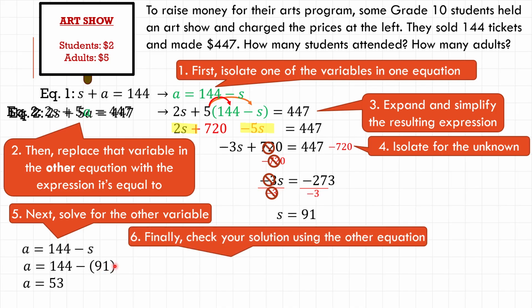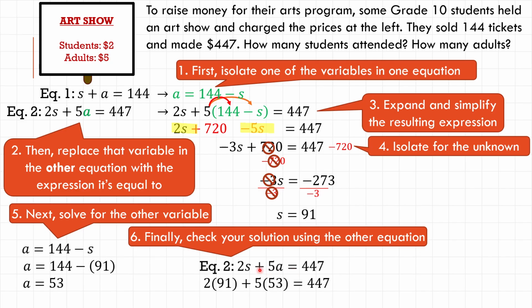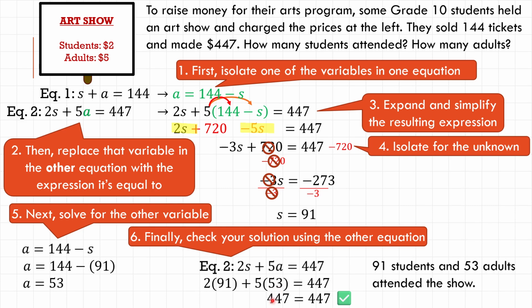Let's double check our answer just by using the second equation that we came up with. So here we have 2S plus 5A equals 447. If S is 91 and A is 53, if we evaluate this in our calculator, we will in fact get 447. So 91 students attended, and so did 53 adults.